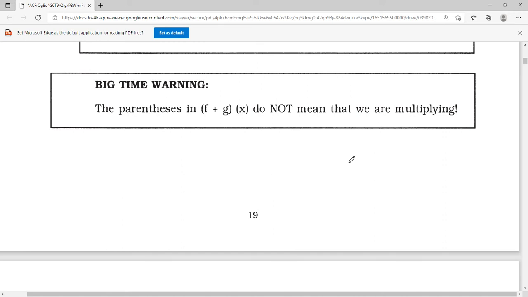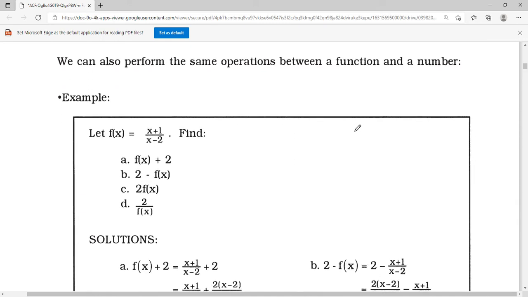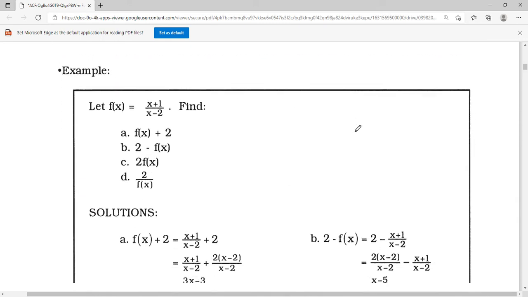All right, a big warning. The parentheses right here do not mean that you're multiplying your x times your f plus g. In function notation, those parentheses just mean "of x." We can also perform the same operations between functions and a number.